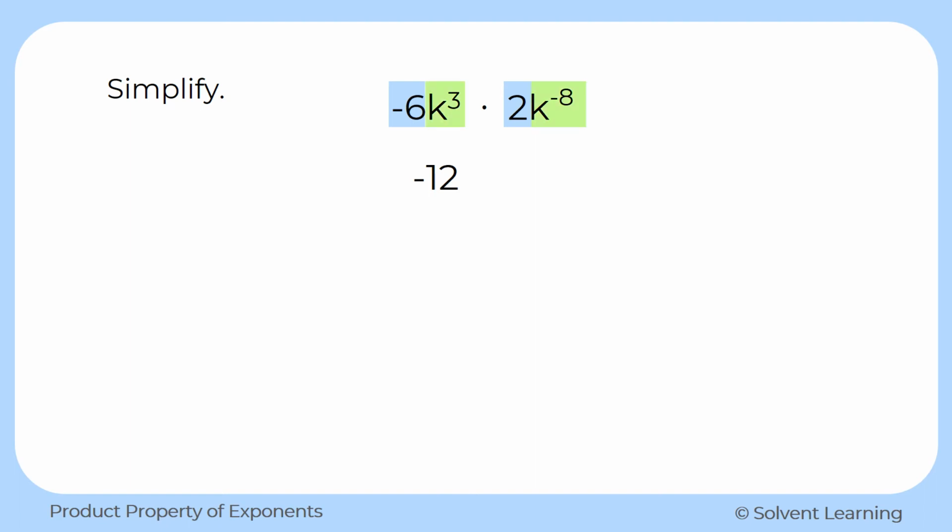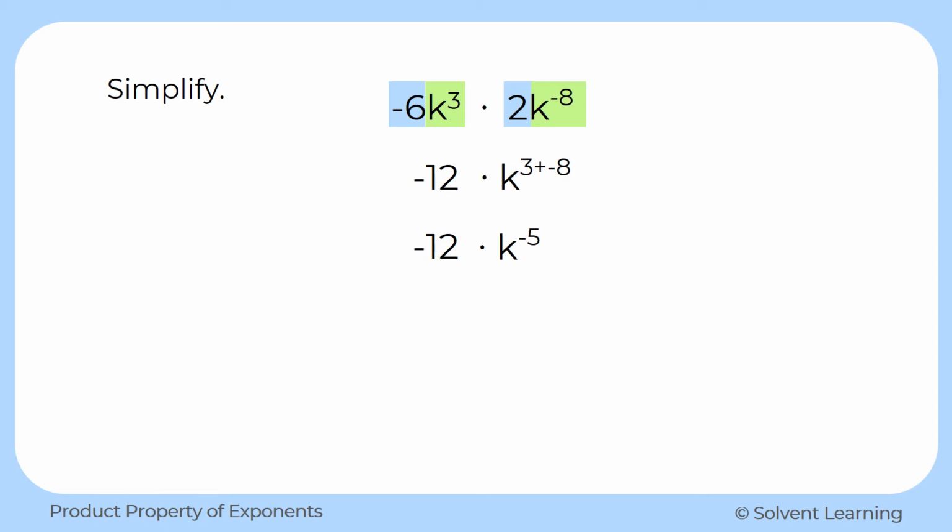And remember, when we're multiplying exponents that have the same base, in this case they both have a base of k, we just add the exponents together. So that part becomes k raised to 3 plus -8. And now we just need to simplify the exponent part by adding 3 plus -8. So everything becomes -12 times k to the -5th power.